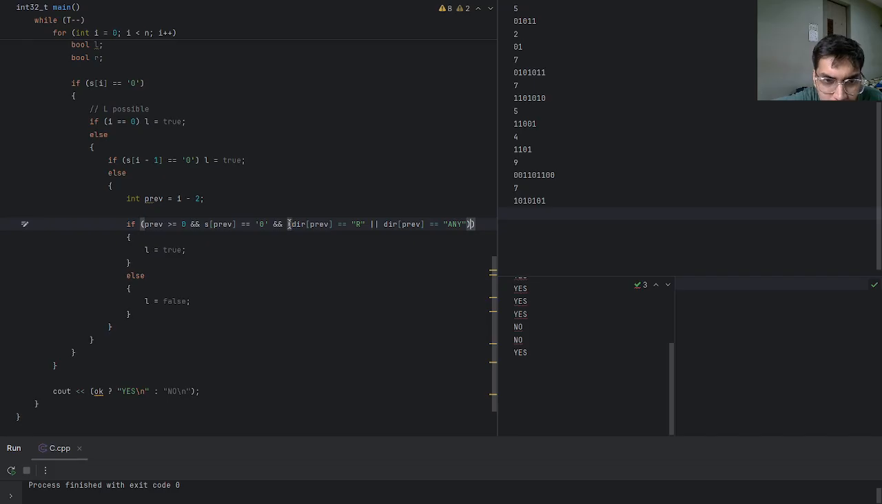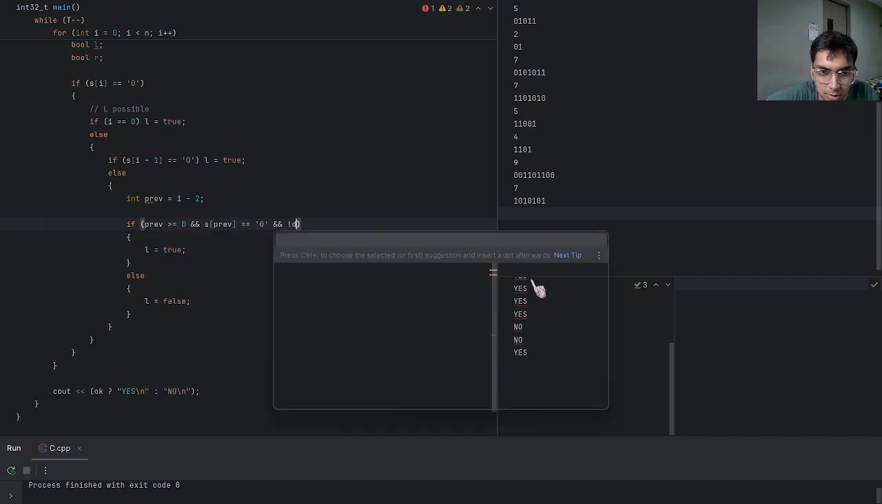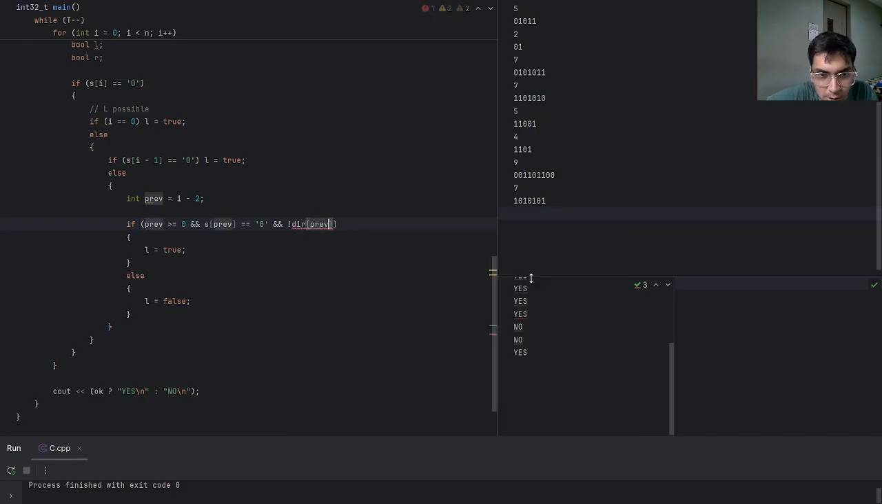Rather, you could simplify this to: L नहीं है. Direction of previous, sorry my bad, direction of previous is not equals to R but not equals to L.